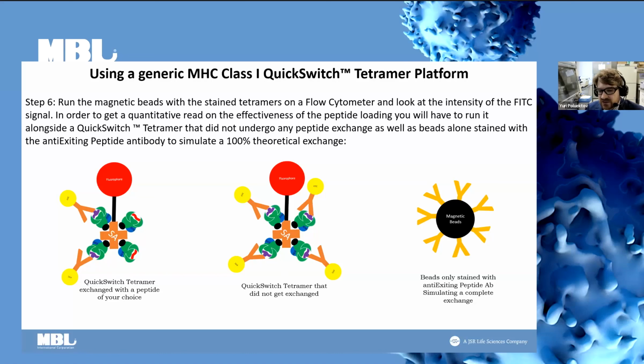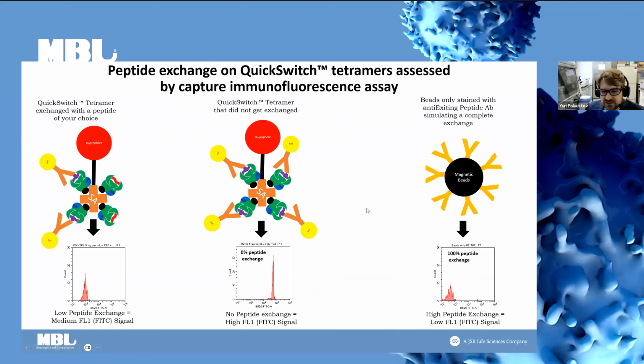To properly quantify your reaction, you also need to use 5 microliters of the unexchanged tetramer as a negative control, like this. And in addition, you also need to add a sample of beads only as a positive control. Let me explain how that works. The reason for using the unexchanged tetramer is that since all of the MHC molecules still contain the existing peptide, it will have a high FITC signal, and it will refer to 0% peptide exchange. The beads alone, on the other hand, without any tetramer bound, will have no FITC signal, just like you would see if the exchange of the existing QuickSwitch peptide was performed to completion. So this would be 100% peptide exchange.